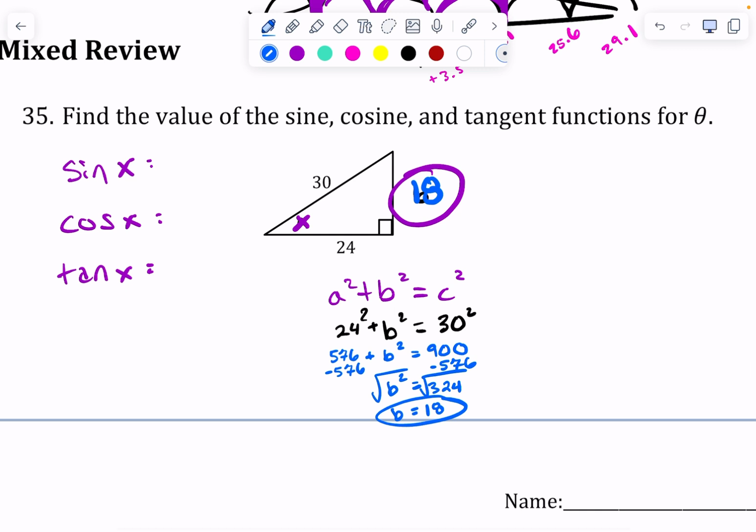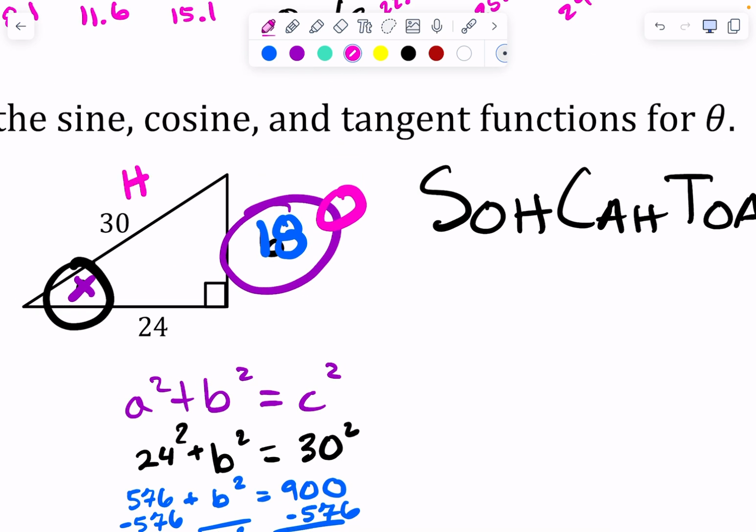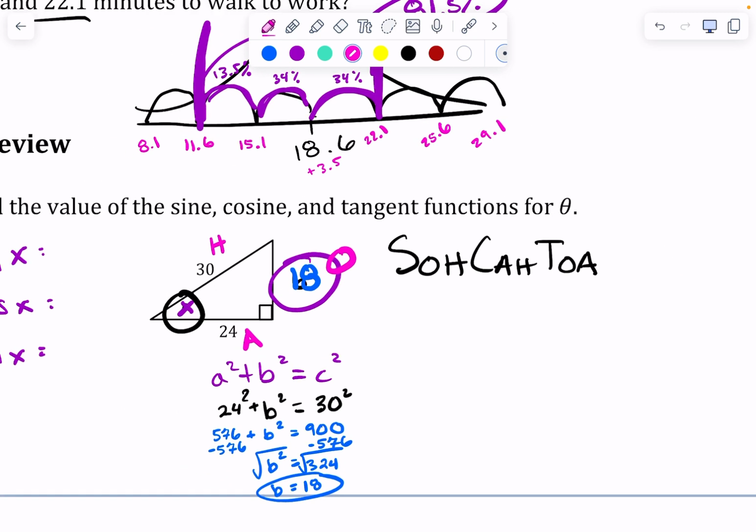Are we okay so far, finding that third side? What you need for this is SOHCAHTOA, so write that down. Sine, cosine, and tangent. If this is x, which side is opposite angle x? 18, so label it with an O. Which side is the hypotenuse? 30. And the adjacent is 24.